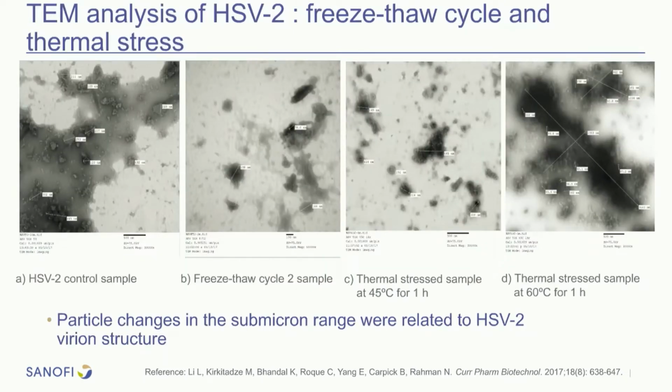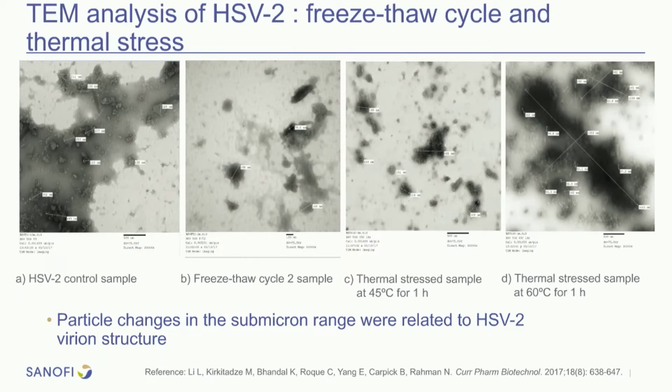So this is both freeze-thaw cycle and thermal stress. Control samples are in panel A, and the freeze-thaw cycles after the second cycle are shown in panel B. You see some changes, which are consistent with what we observed in the DLS, but the changes are very small. At 45 degrees you see changes occur, but at 60 the majority of changes happen at exposure at 60 degrees. We see virion rupture, and we see aggregation forming quite severely. So really, the most significant impact is heat treatment for 1 hour at 60 degrees. The main conclusion we can draw here is that the DLS data and TEM data allow us to conclude that particle changes in the submicron range are related to the HSV variant structure itself.